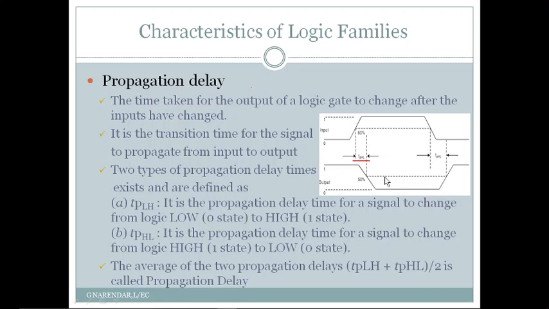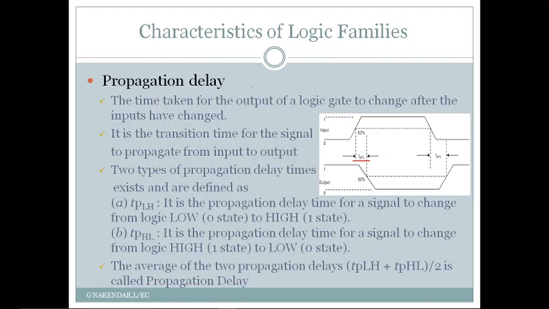So to know the overall delay, or the average delay, we have to take the average of this low to high propagation delay and high to low propagation delay. If the average of the two propagation delays TPLH and TPHL is taken, that gives the average propagation delay of the logic gate, or simply it is called the propagation delay of the logic gate.